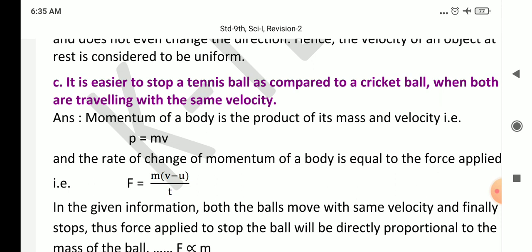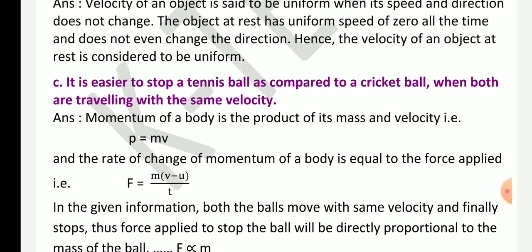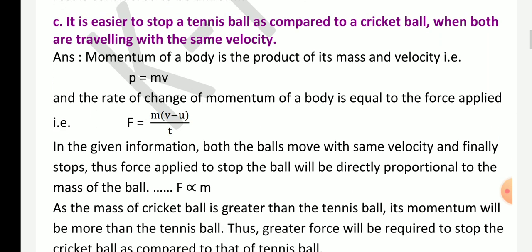The third one, it is easier to stop a tennis ball as compared to a cricket ball when both are traveling with the same velocity. Answer. Momentum of a body is the product of its mass and velocity. So what is the formula for momentum? P equals m into v. And the rate of change of momentum of a body is equal to the force applied. That is, F equals m into (v minus u) upon t.